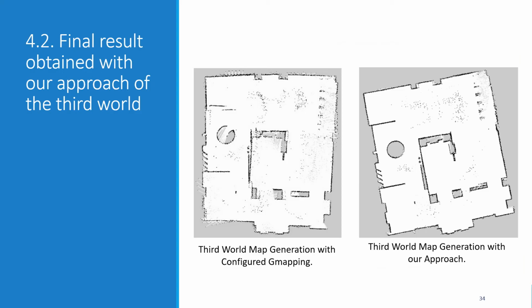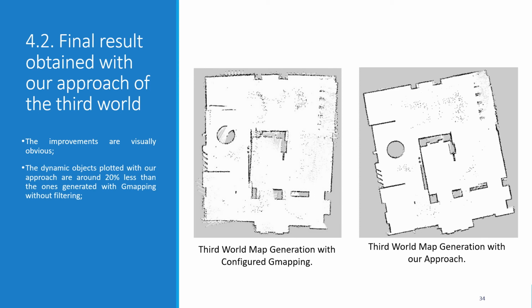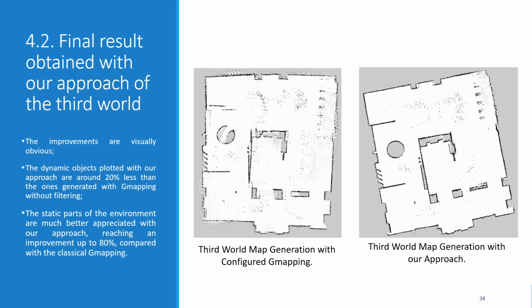Now we can see the result obtained with our approach for the third world map. Compared with the map generated with Gmapping without filtering, the improvements are visually obvious. The dynamic objects plotted with our approach are around 20% fewer than the ones generated with Gmapping without filtering. Nevertheless, the static parts of the environment are much better appreciated with our approach, reaching an improvement of up to 80% compared with the classical Gmapping.